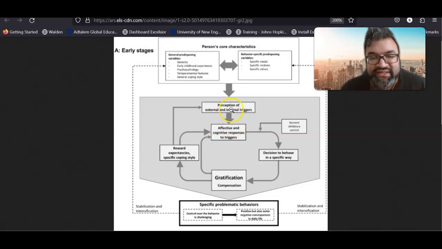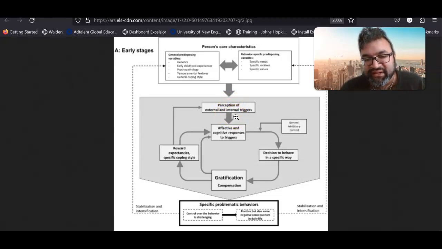Now what is interesting is that the perception of external and internal triggers lead to affective and cognitive responses to triggers. So this is not necessarily actual triggers, it's the perception, which is important to understand.